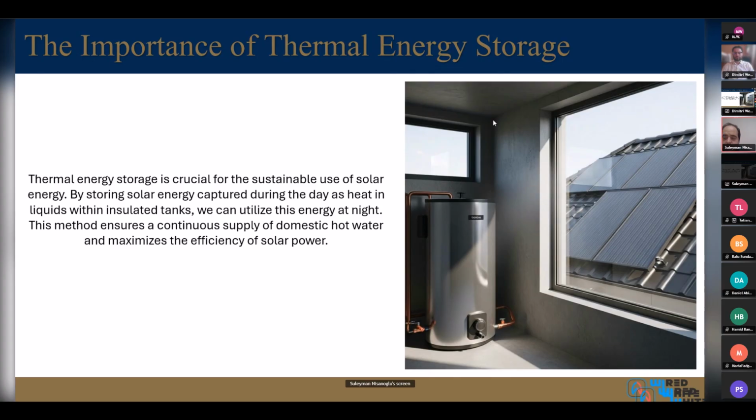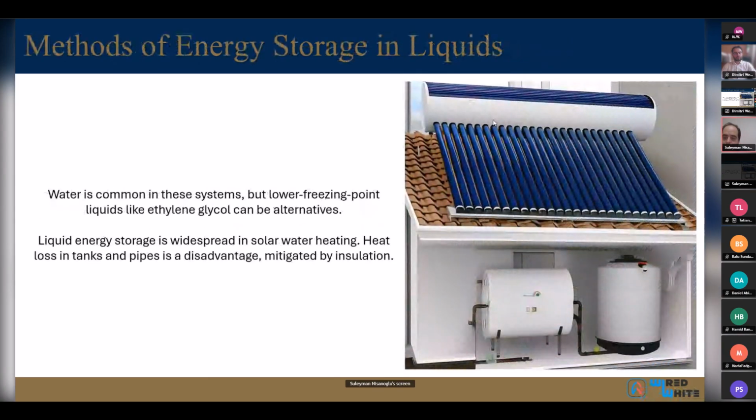However, liquids like ethylene glycol or some alcohols, which have a lower freezing point, can also be alternatives to water, of course. Liquid energy storage is widely used in solar water heating systems. However, the drawback of this method is the occurrence of heat losses both inside the tank and during transmission of water.